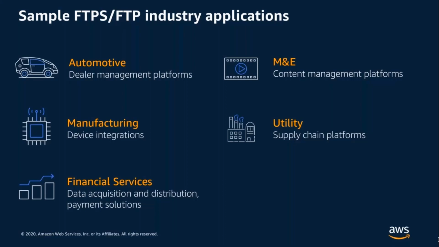For M&E content management platforms, many times some of these platforms might be running on legacy systems that only support FTP, or in many cases when you upgrade them, you could even use encrypted FTPS. If you operate in the utilities industry, as part of your supply chain workflow, many of your vendors might only use FTP or FTPS, and this gives you a way to modernize some of that data workflows so that the data is now in S3.